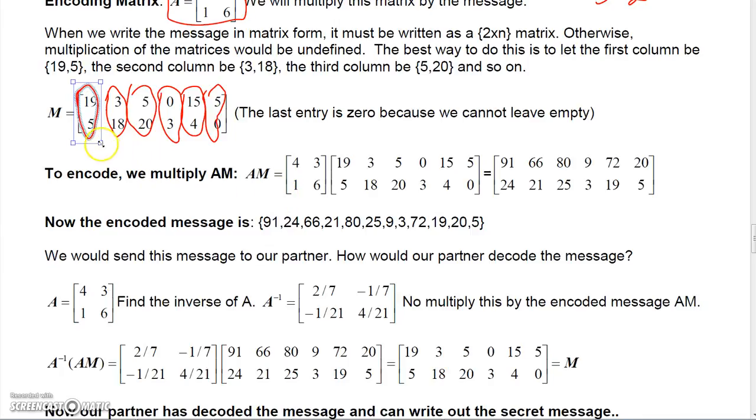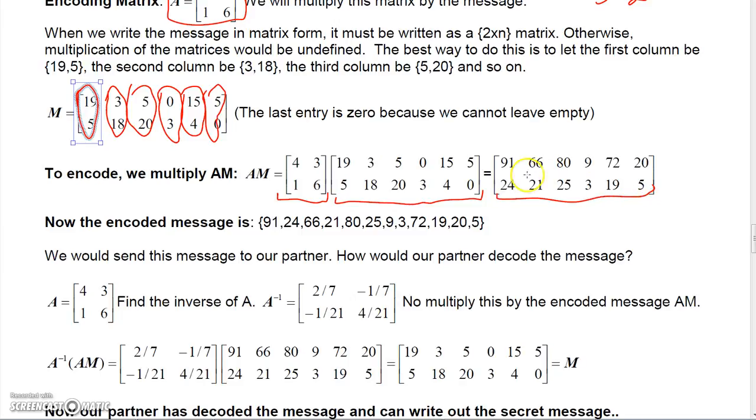Now, getting back to this, all I do to encode the message is take my encoding matrix, which was the matrix 4316, and multiply it by the message matrix. Now I've already shown you how to multiply matrices, so you can do this by hand, or you can plug these into a calculator and multiply them. But this is the new matrix that I get.